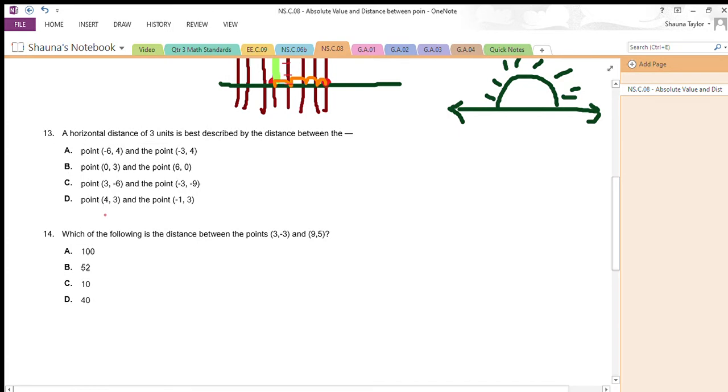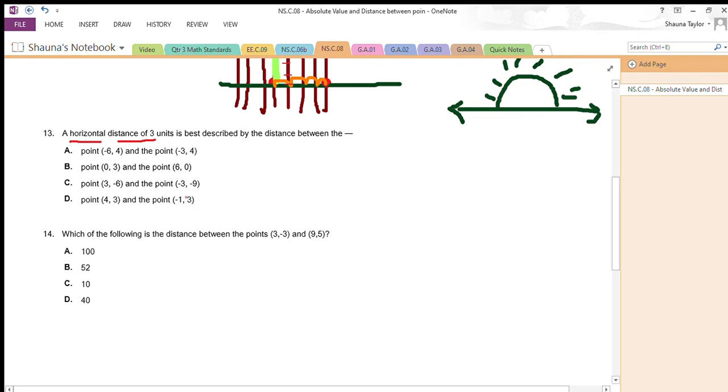The next one says a horizontal distance, so there's that word horizontal again. Distance of 3 units is best described by the distance between the point -6, 4 and the point -3, 4? Or is it the point 0, 3 and the point 6, 0? The point 3, -6 and the point -3, -9? Or the point 4, 3 and the point -1, 3? So we're looking for the distance of 3.